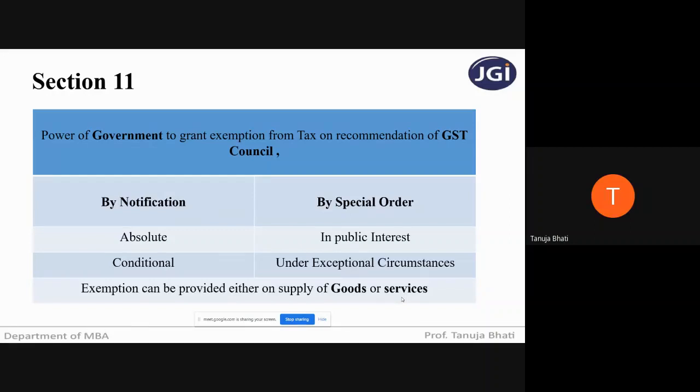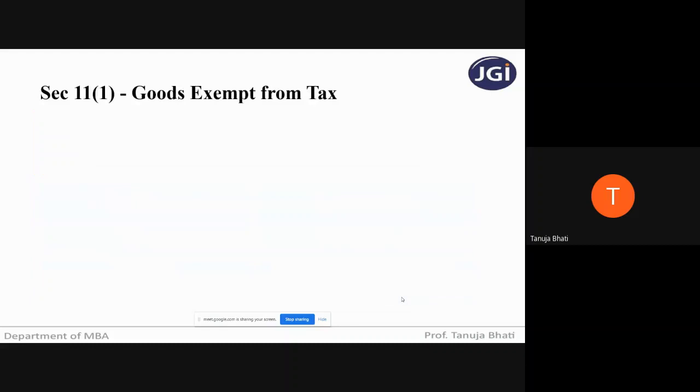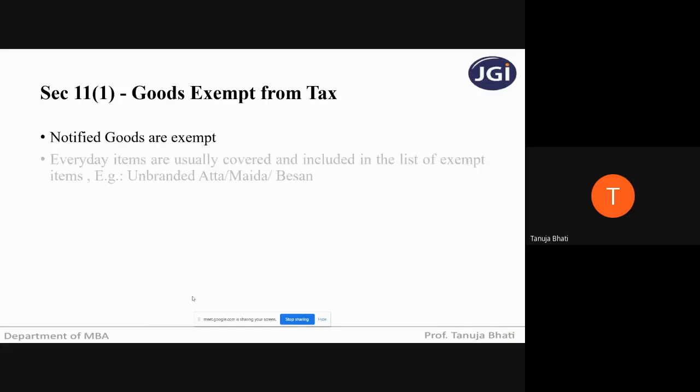Let us see which are those items on which exemptions are being provided in case of goods as well as in case of services. Section 11 subsection 1 talks about goods exempt from tax. So notified goods are exempt. Government has notified certain goods which are exempt. So only those goods which the government notifies on the recommendation of GST Council, either by issuing notification or by special order, only those notified goods are exempt.